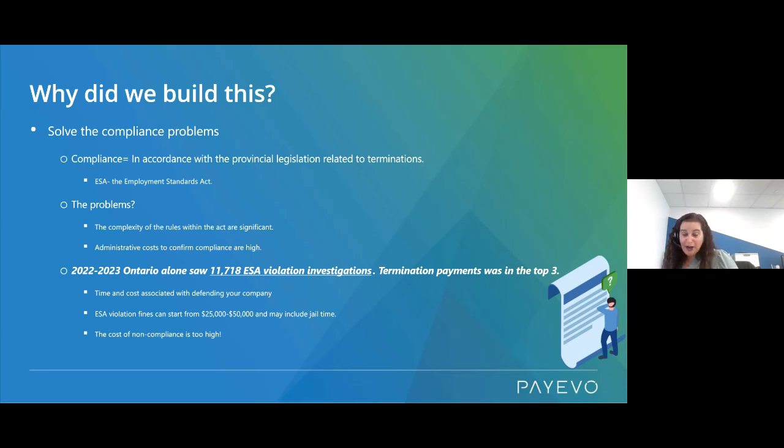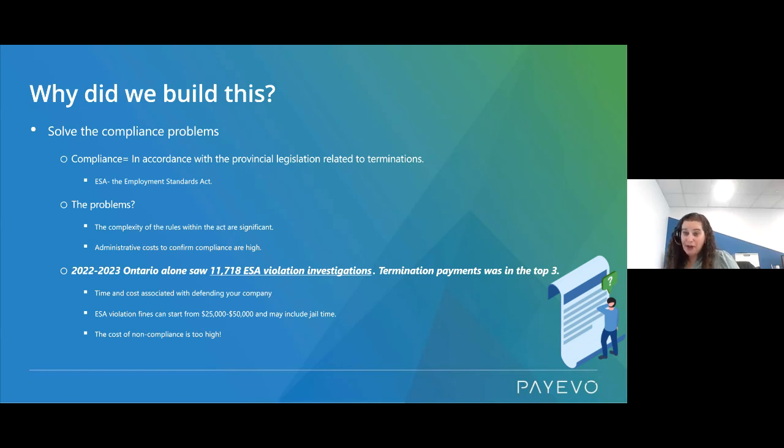If you were a company that was investigated for a potential ESA violation, I want you to also consider the time and cost associated with defending your company. So if you say, well, I don't have to be compliant, it's probably not going to be me. Okay, it might not be, but it could be. And if it is, you have to consider all of the following things. The time and cost associated with defending your company is significant. The burden is on you to show that you did the right thing versus on the employee to show that you did the wrong thing. And so that means you are taking time away from running your business to help make sure that you can prove that you didn't violate the ESA.